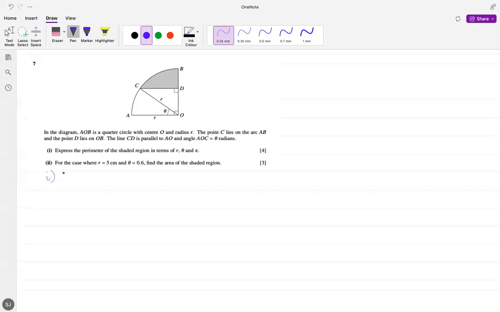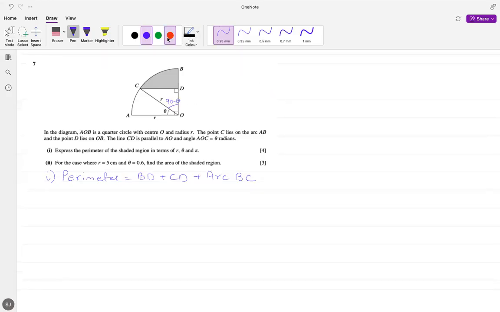Now, the perimeter of the shaded region we can see is given by three parts. One of them is the length BD plus the length of CD plus the length of the arc BC. So in the first step, we know that this complete angle is a right angle and this is theta. So this will be 90 minus theta.